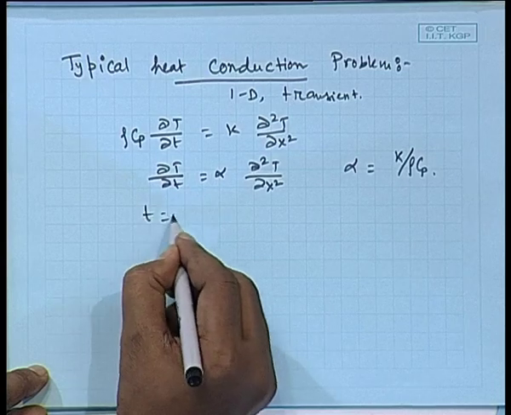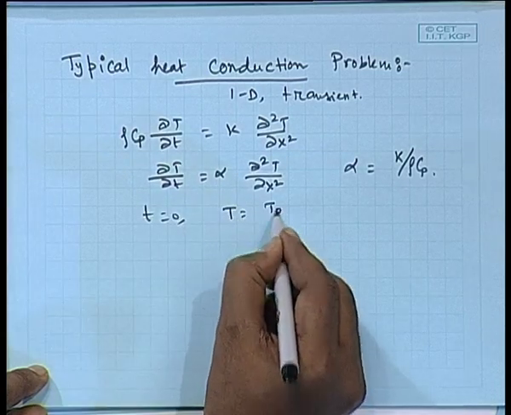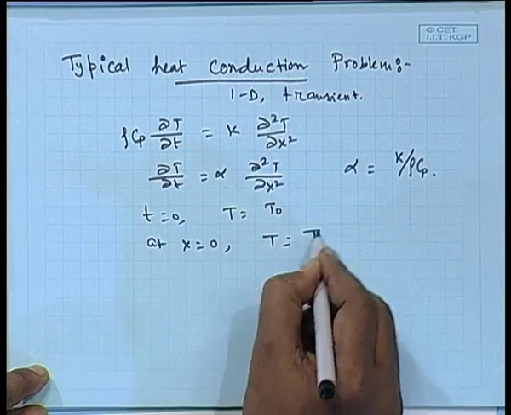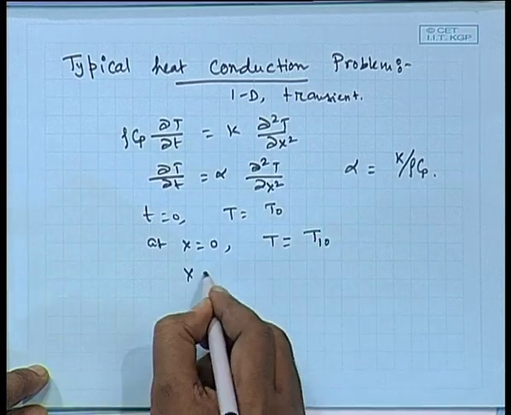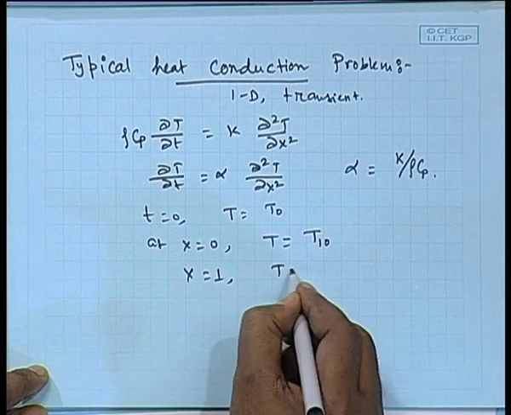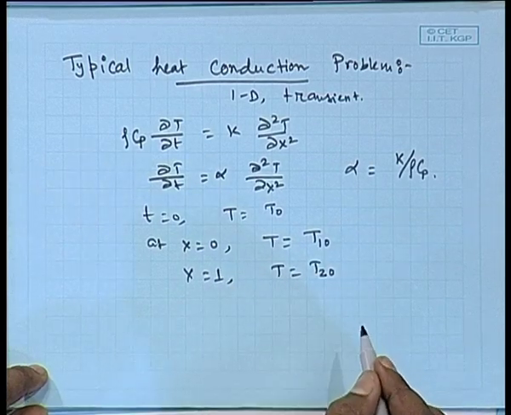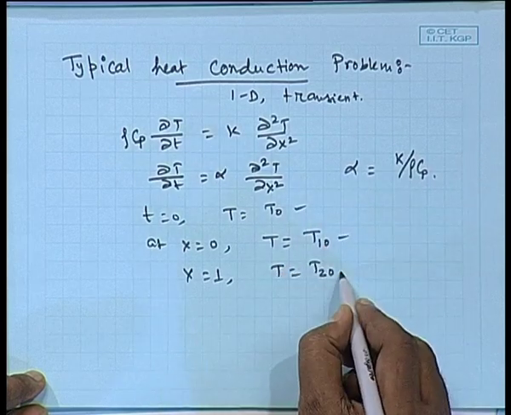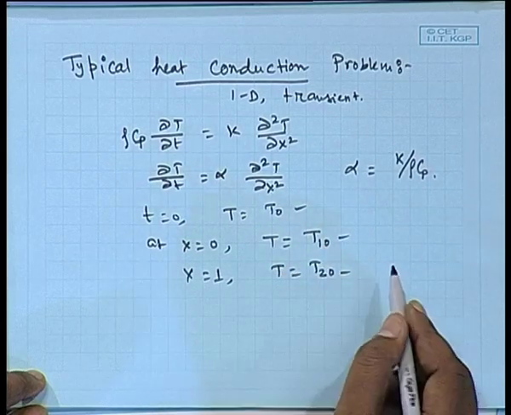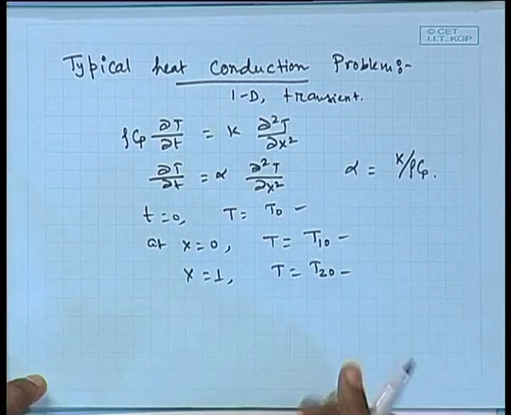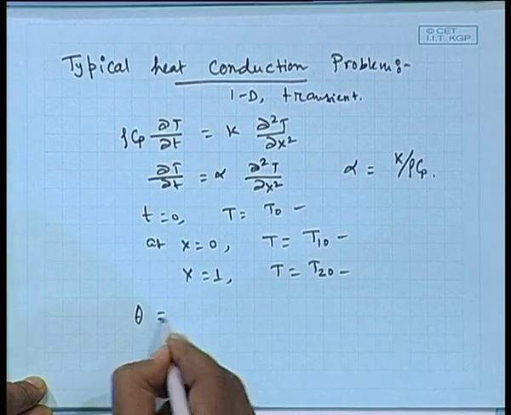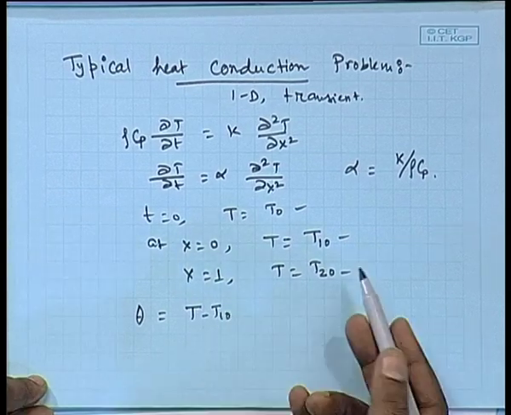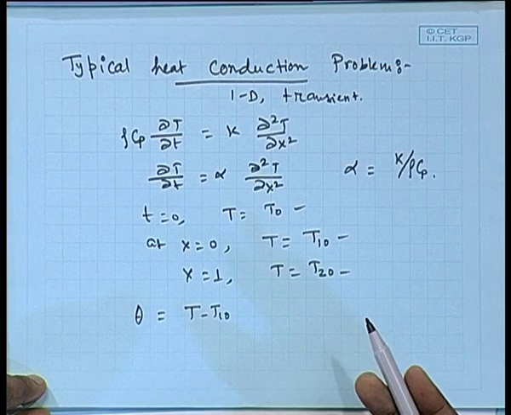Now, at t equal to 0, let us say T is equal to T naught; at x equal to 0, T is equal to T10; at x equal to 1, T is equal to, let us say, T20. Now, there are again three sources of non-homogeneity. What you can do, you can reduce the load of computation by defining a variable theta as T minus T10, or T20, it does not matter.